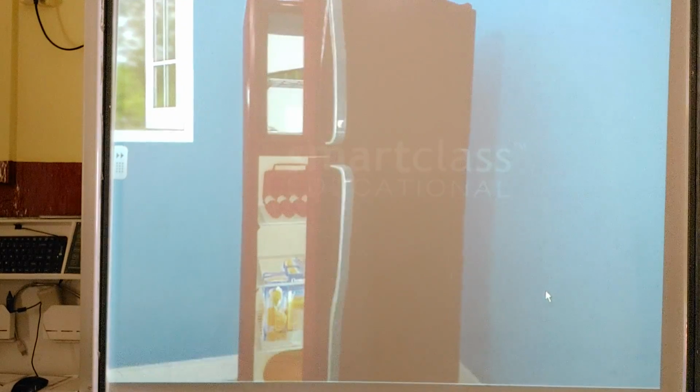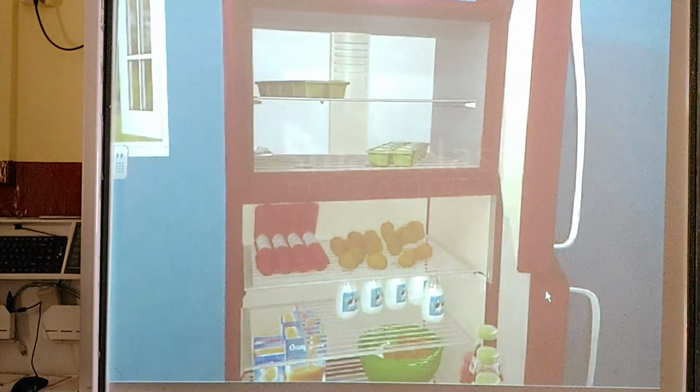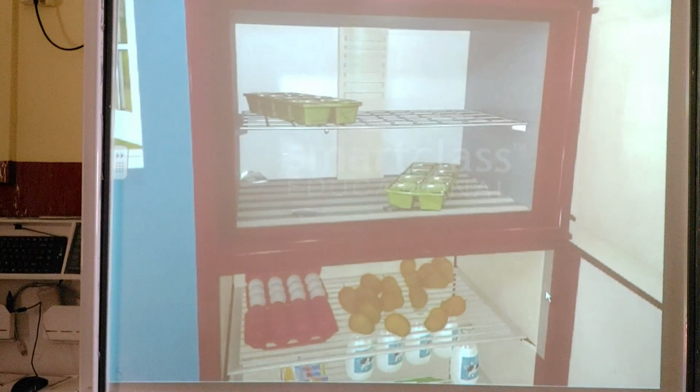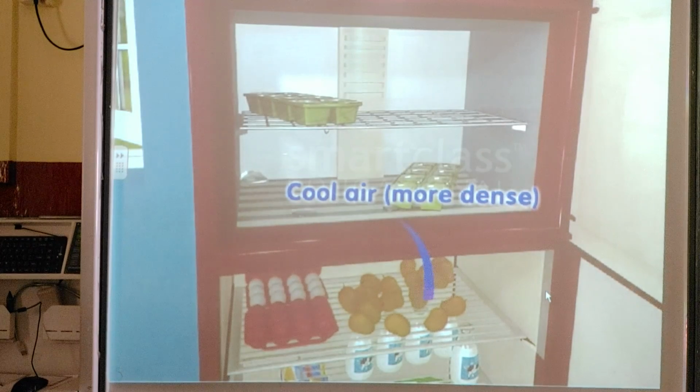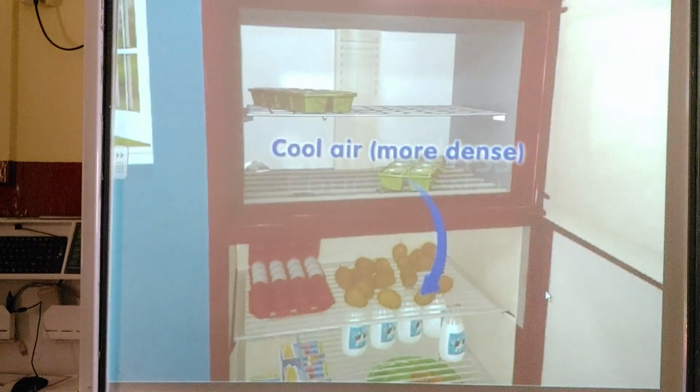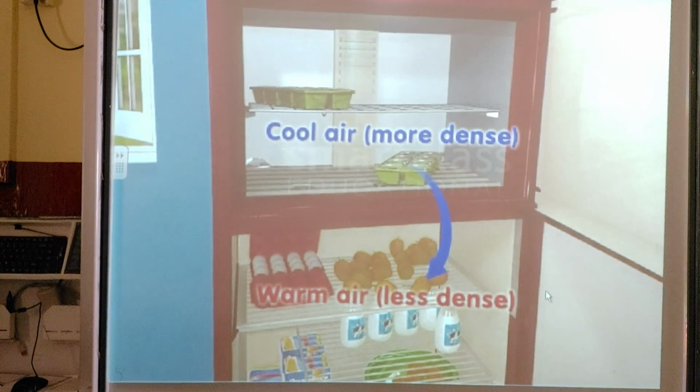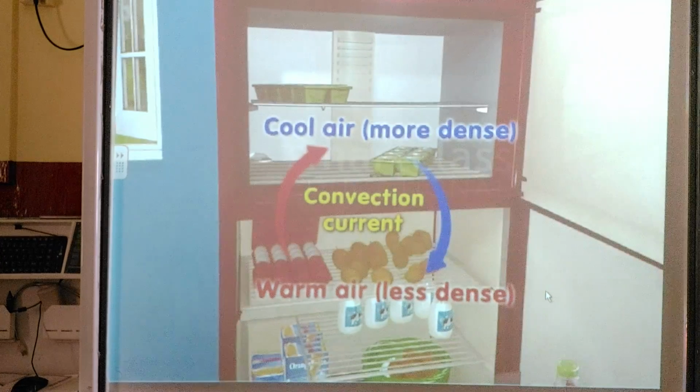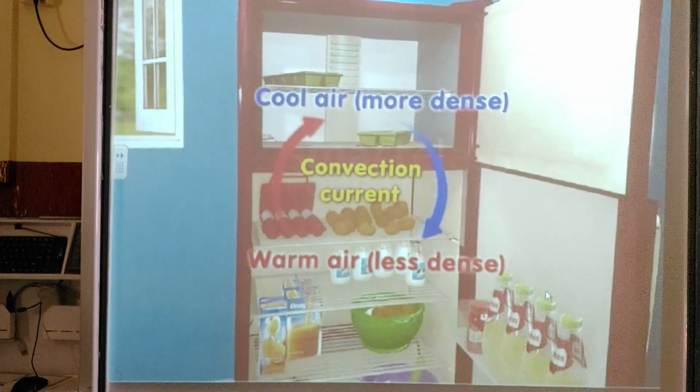A freezer is generally fitted near the top in a refrigerator. The air near the top in contact with the freezer gets cooled. Being denser, it descends and the warm air from the lower part rises. This sets up convection currents that gradually cool the entire space in the refrigerator.